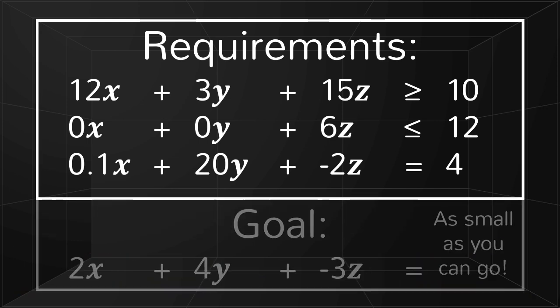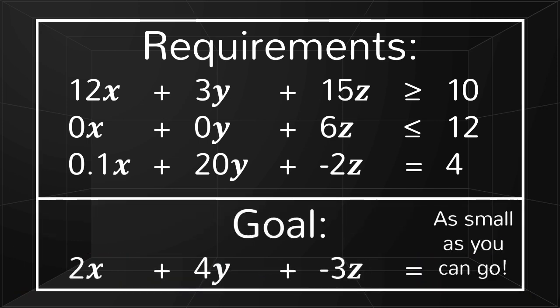Then we set up another linear equation for our goal. We want this to be as small as possible, but it has to be linear as well. It's kind of annoying that everything has to be a constant times a variable, but if we set up a linear algebra problem like this, it allows us to employ some well-studied, super fast algorithms to solve it.